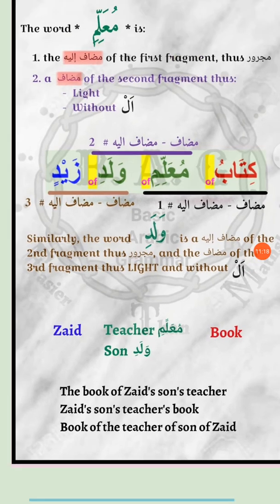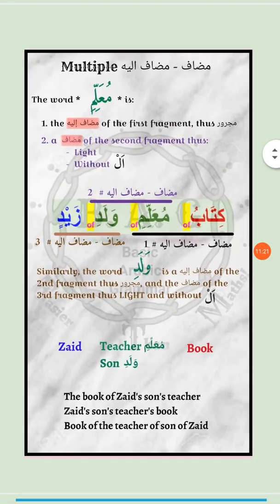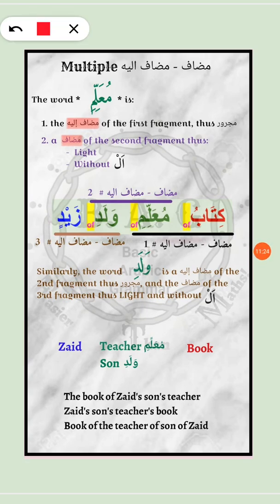Now let's see what I have written. The word muallimi is the Muzaaf Ilaih for the first fragment, therefore majroor, and Muzaaf of the second fragment, thus light and without al. We know this. Next, similarly, the word waladi is a Muzaaf Ilaih of the second fragment for muallimi, and therefore majroor, and the Muzaaf of the third fragment, therefore light and without al. And how would you translate it? The book of Zed's son's teacher, or Zed's son's teacher's book, or book of the teacher of son of Zed. So these are 3 different ways in which you can translate it.